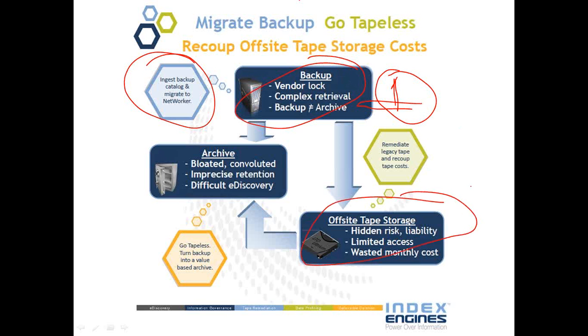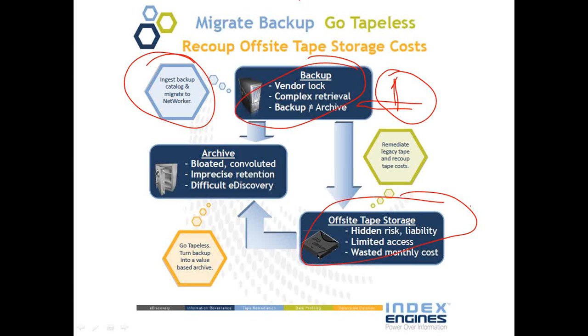The second area is around offline tape storage. As you're performing backups and the tapes are rotating out of disaster recovery, or DR, they're going to offsite storage like Iron Mountain or Recall. And those tapes pile up. There's a lot of content in those tapes, a snapshot of all your user data. So there's a lot of hidden risk and liability. It's very limited access, especially as the tapes age. And it's really a wasted monthly cost.